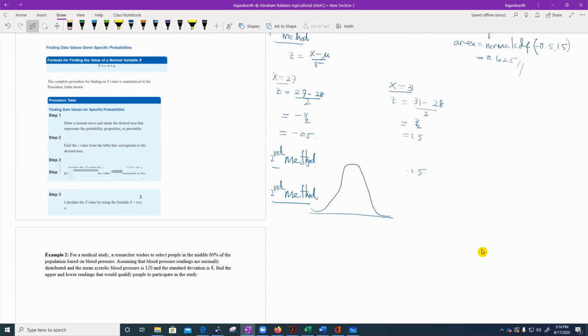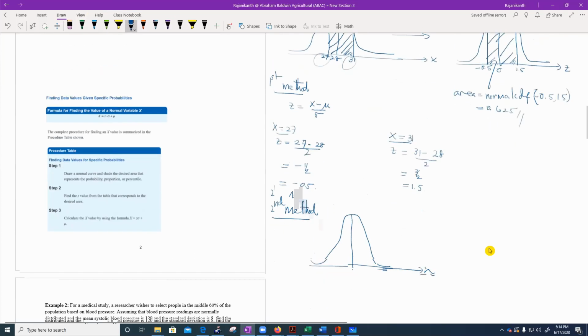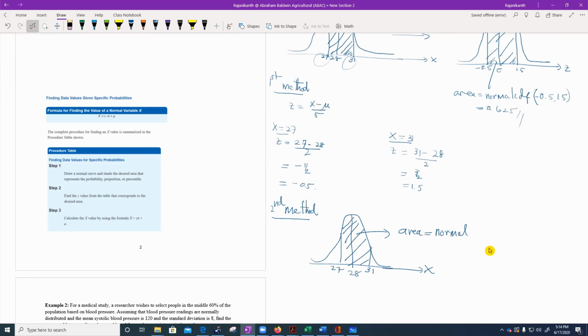So now let me draw one more time the picture. Remember, I'm doing the problem straightforward without changing x into z. So I'm drawing the original picture. This was 28, and we wanted to find the area between 27 and 31. So this is the area I wanted. So I'm directly using my formula. Therefore, that area is my probability, and I'm going to use the normal CDF. So my left bound is 27 and my right bound is 31.